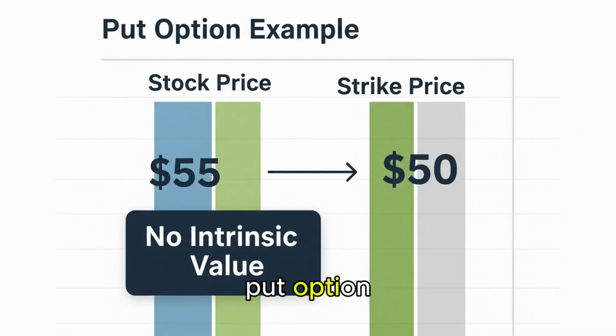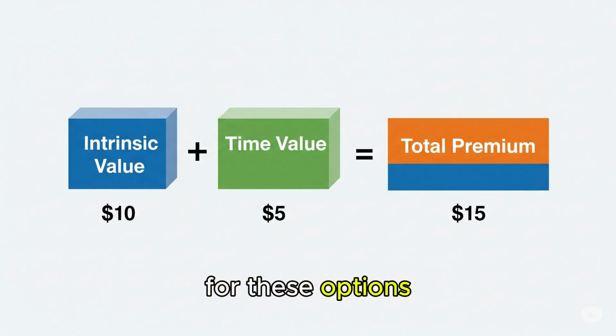What about a put option on that same stock with a strike price of $50? Since the stock is at $55, there is no immediate profit to be made by exercising the right to sell at $50. No one would choose to sell a stock for $50 if they could sell it for $55 on the open market. So this option has no intrinsic value. The total premium for these options, however, would be more than their intrinsic value, which brings us to the second component of the premium, time value.